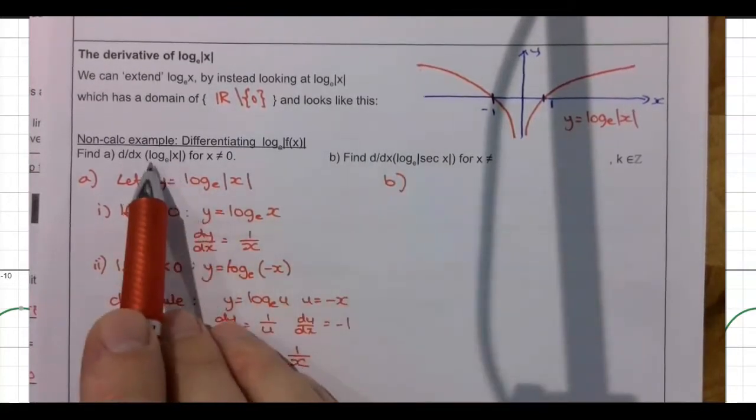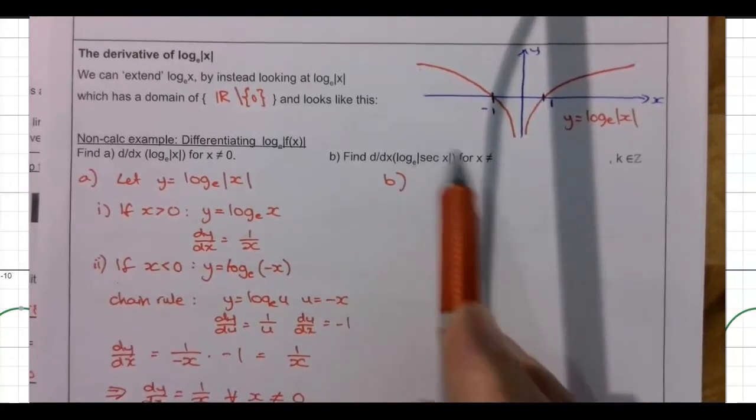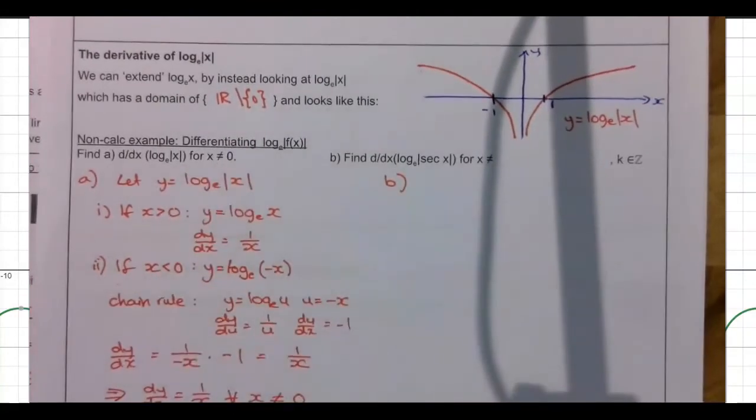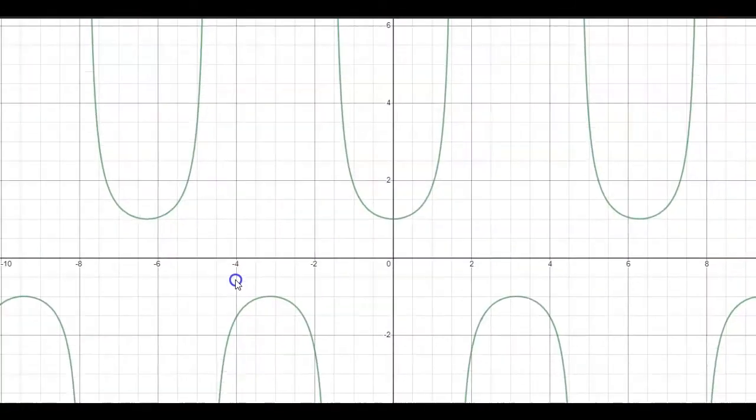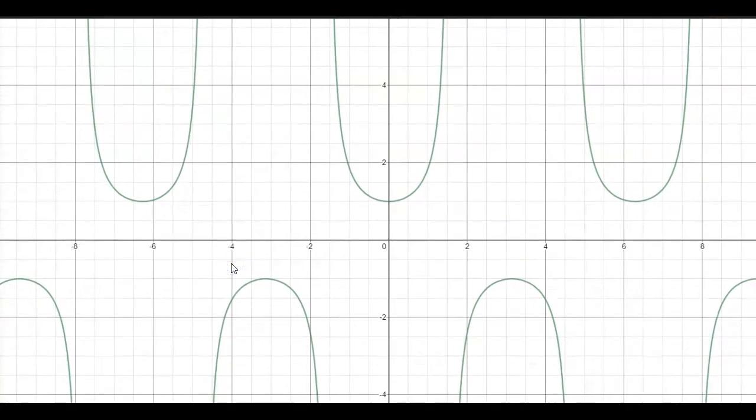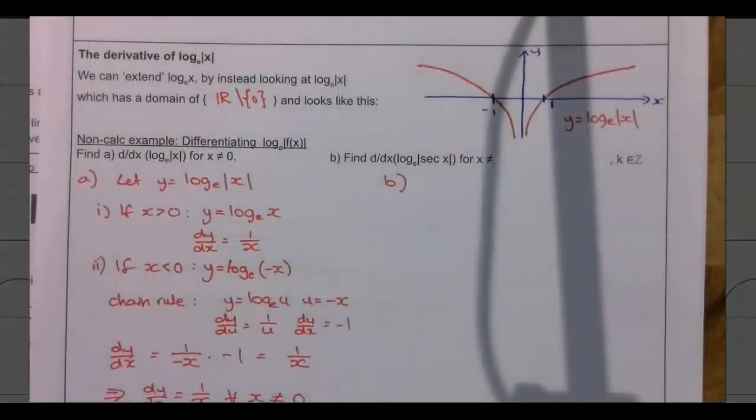So the log part tells us that the bit inside the log cannot be equal to 0. And so if I switch quickly and we have a look at the sec x, we remember that sec x does not have any points where it's equal to 0. So that's not a problem in this case.